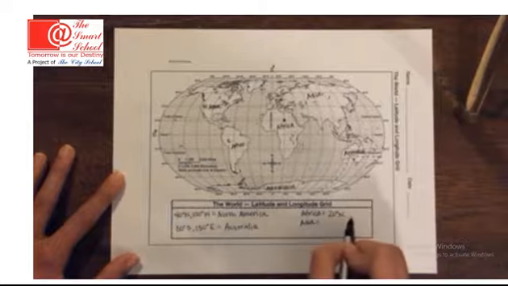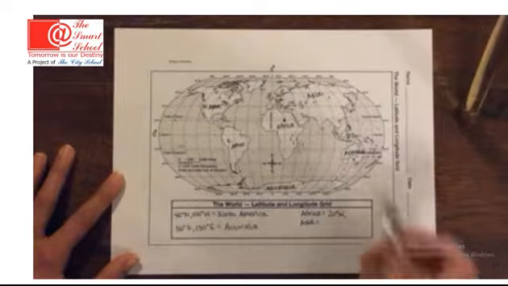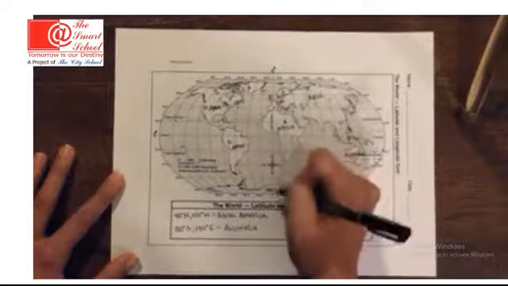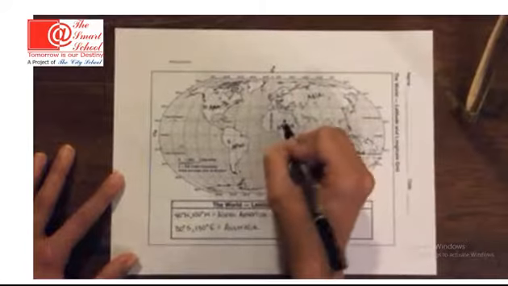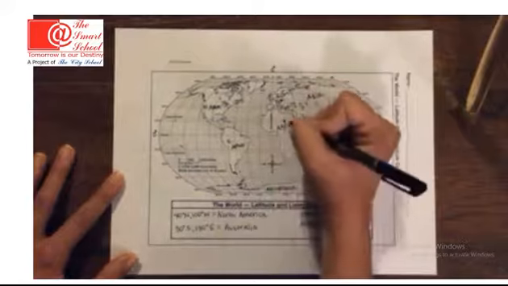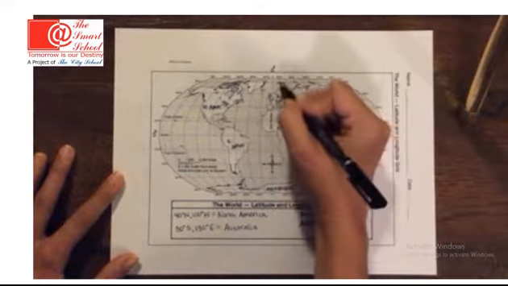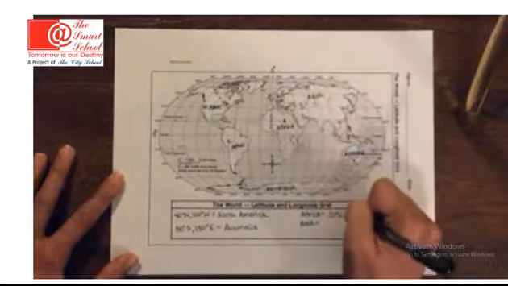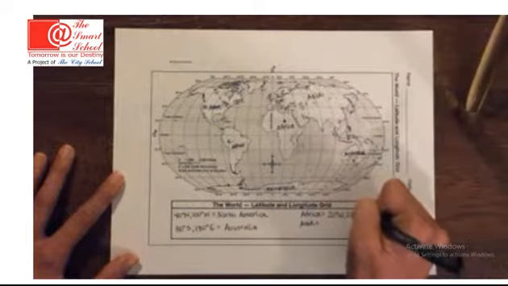Now for the second one, I need to find my longitude. So again, I know I'm looking for my longitude line, which is my up and down line. And I can follow the line either direction to find the measurement for this line, and I go all the way up. And it says 20 degrees east. So we're doing 20 degrees east.